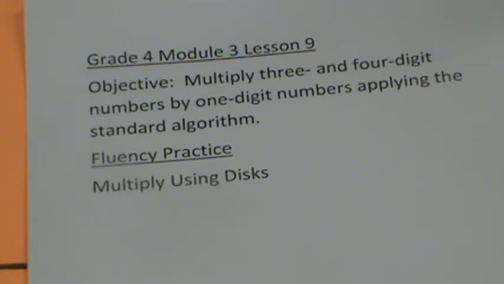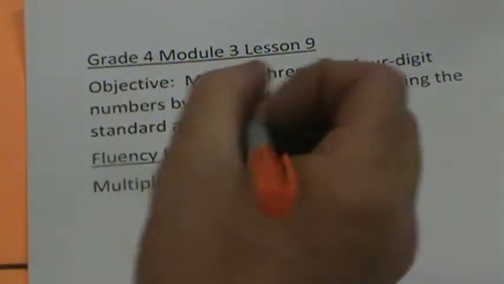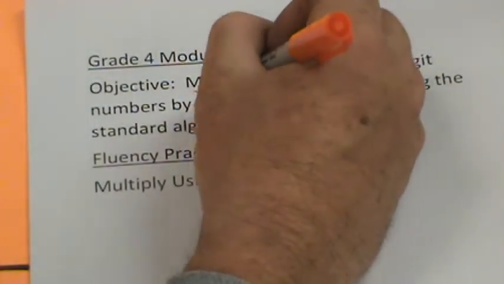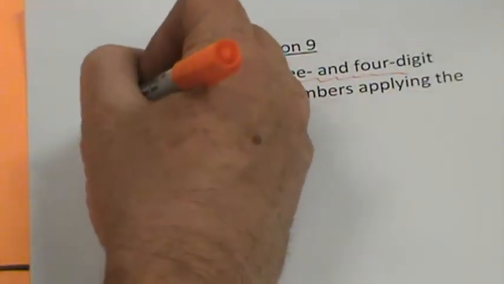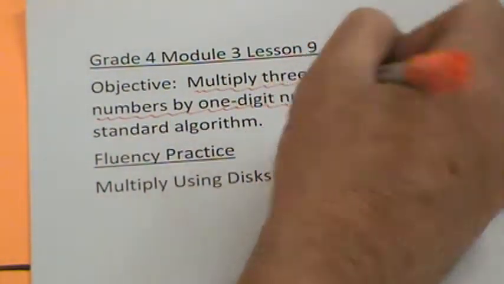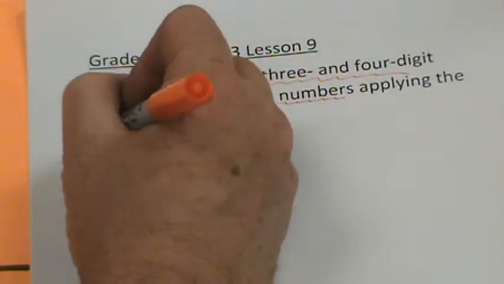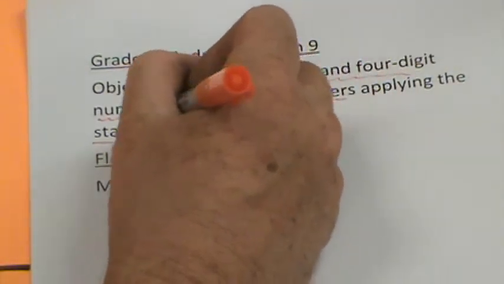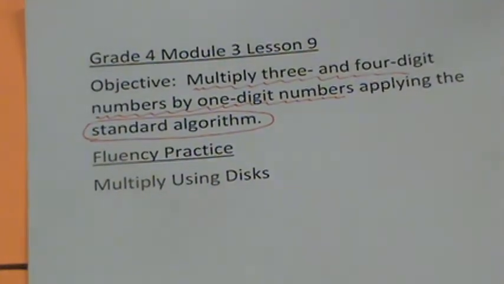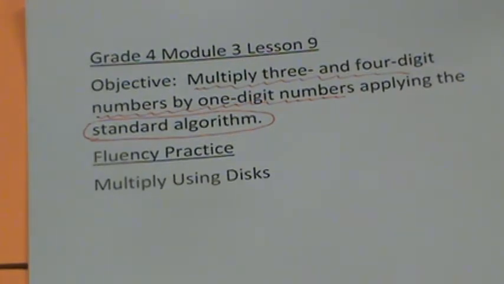Let's read this. It says multiply 3 and 4-digit numbers by 1-digit numbers. Well, Mr. Leggett, we did that yesterday. Yes, we did multiply 3 and 4-digit numbers by 1-digit numbers, except we'll be applying the standard algorithm. Yes, the standard algorithm. That's what our objective is today.